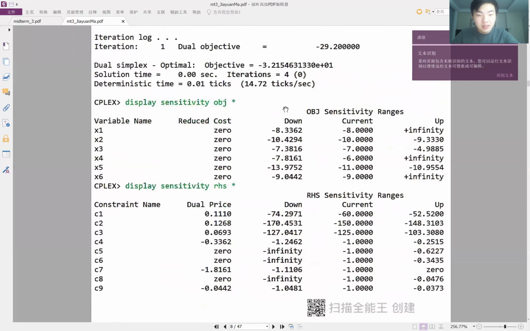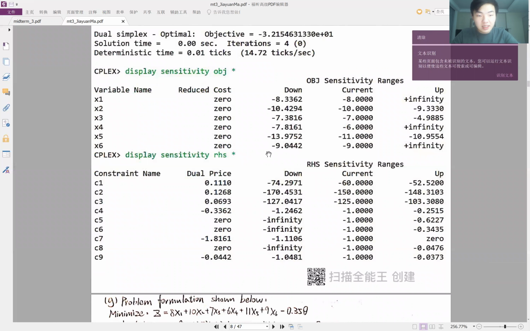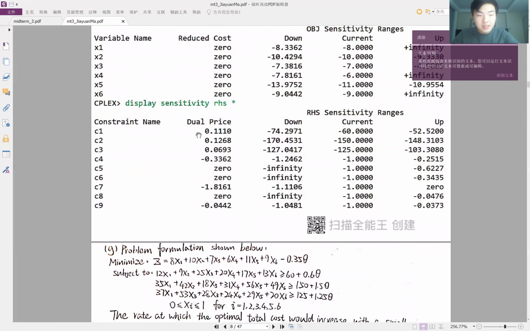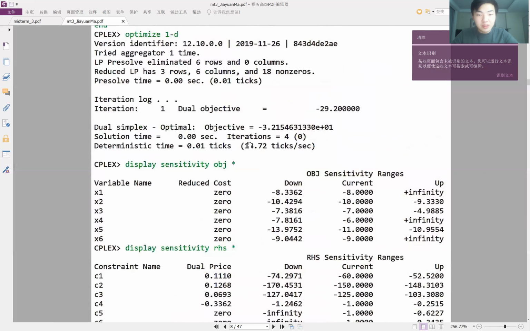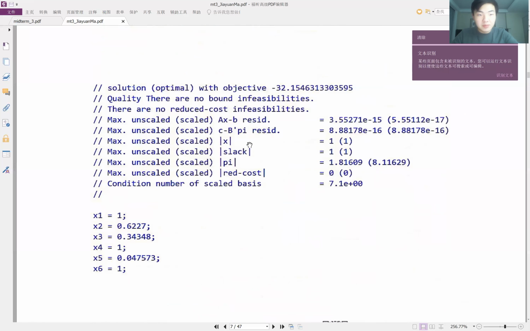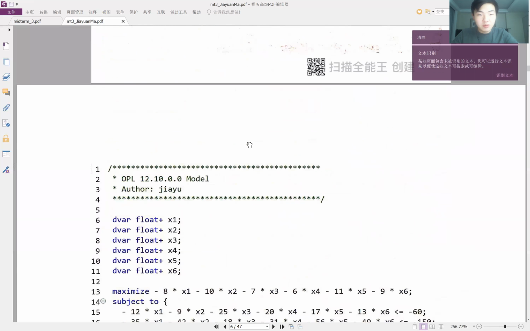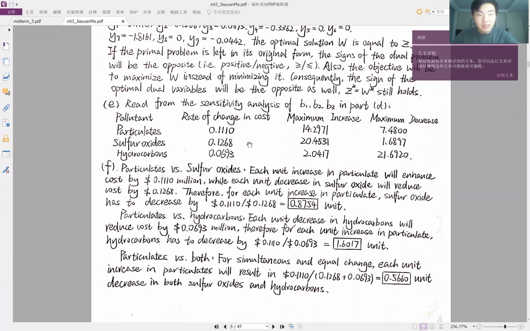Yeah, so we can basically just read from the dual prices of C1, C2, and C3, which indicate the 3 different pollutants, and copy them here. These are what we want for part E. This is the rate of change in the cost, and also the maximum increase and maximum decrease. I just use the values of the range limits to find the difference between the max value and the min values and the current values.